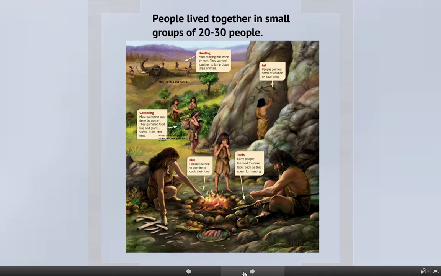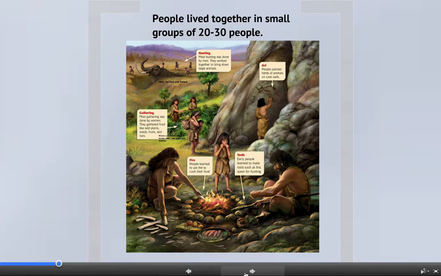Since they hunted and gathered for food, people lived together in small groups. You could not have a group of more than 30 people. Once you did, you realized pretty quickly that you did not have enough food, or you could not gather or hunt enough food to feed all of those people. So groups would either break up or people would starve, right? And the group would go back down to having 20 or 30 people.